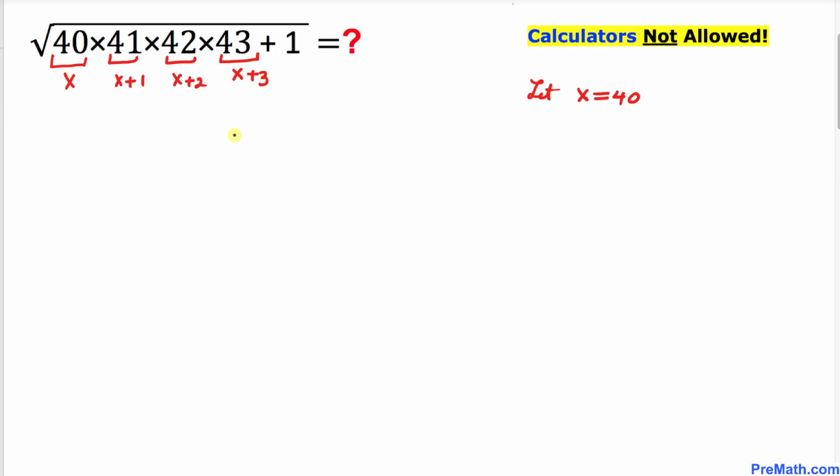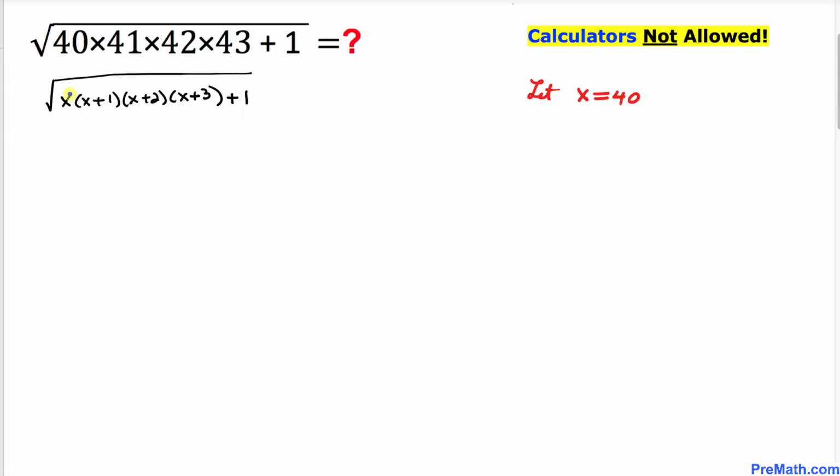And now if you are wondering why we use x equals 40, why not 41 or 42 or 43? The simple answer is we want to keep things simple, and at the end you will find out that x equals 40 is our safe bet. So therefore we can write this problem as the square root of x times x plus 1 times x plus 2 times x plus 3 and then plus 1.